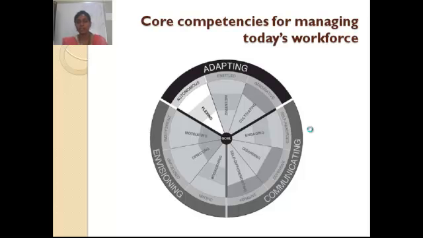So these are, in a gist, the core competencies for managing today's workforce. In the next presentation, I'll take it up in detail.